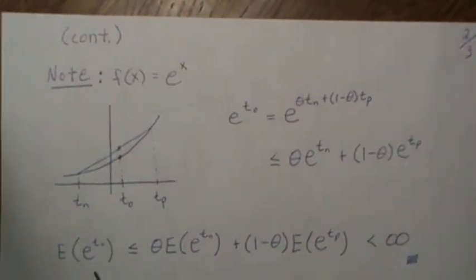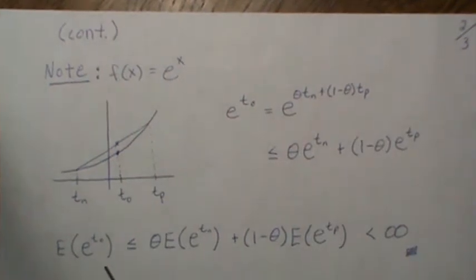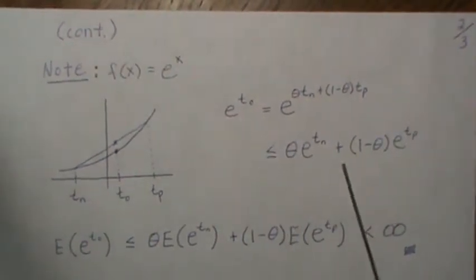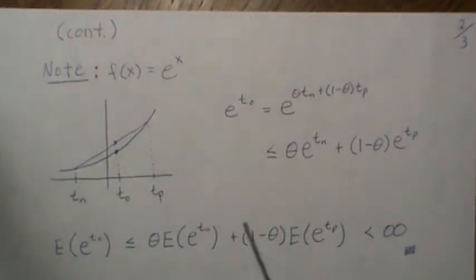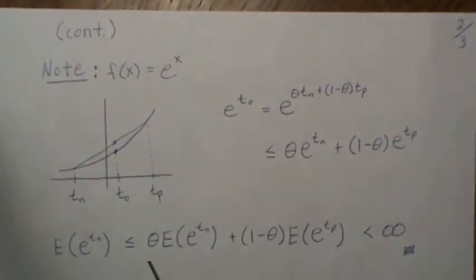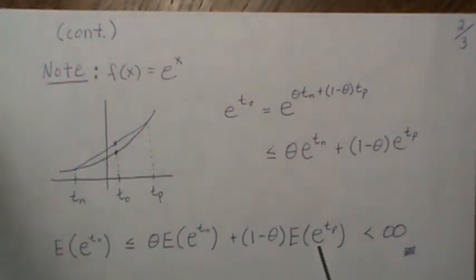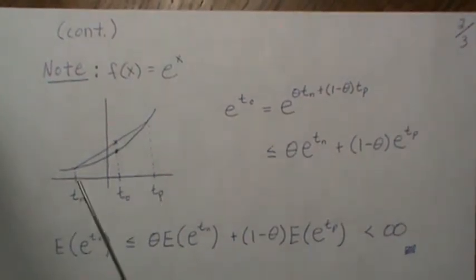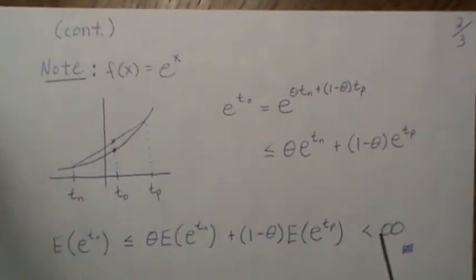So the expected value of e^(t_0 X), which is this, is less than or equal to the expected value of this. But this is a constant, so it comes out front. This is a constant, so it comes out front. But each of these values is finite, and a finite number times a finite number is finite. So this is finite. So for every t_0, the moment generating function, which is this, is also finite.